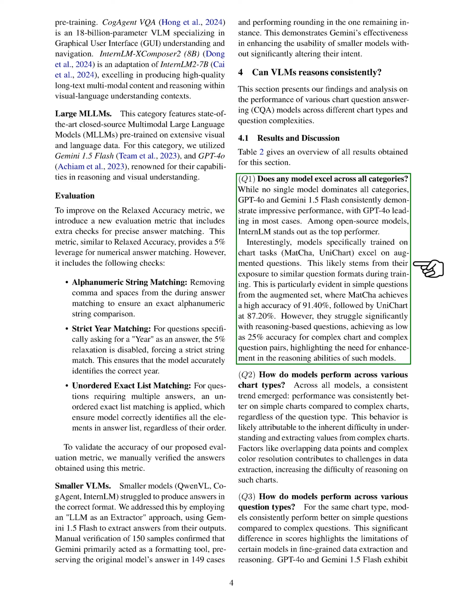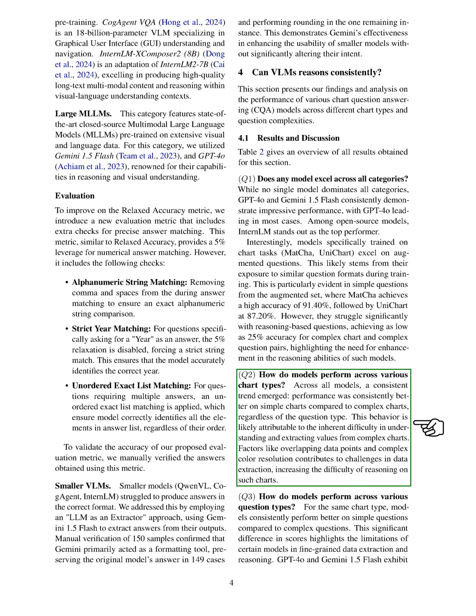While no single model excelled in all categories, GPT-4o and Gemini 1.5 Flash consistently showed impressive performance, with GPT-4o leading in most cases. Among open-source models, InternLM stood out as the top performer. Models like Matcha and Unichart, specifically trained on chart tasks, did well on augmented questions due to their training exposure. They performed best on simple questions but struggled with reasoning-based questions, indicating a need for improvement in their reasoning abilities.